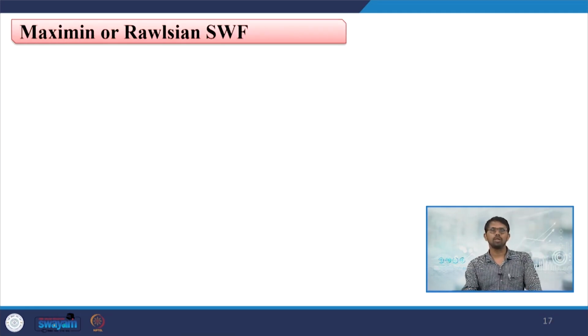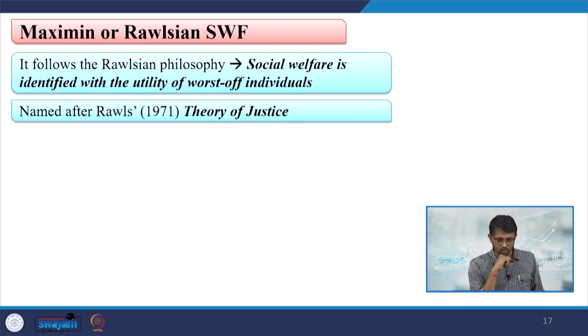Now, the third one, which is quite relevant and largely discussed in social welfare discussions, is called the max-min or Rawlsian social welfare function. The views are taken from Rawls' book, A Theory of Justice, his 1971 contribution. It follows the Rawlsian philosophy, where social welfare is identified with the utility of the worst-off individuals.